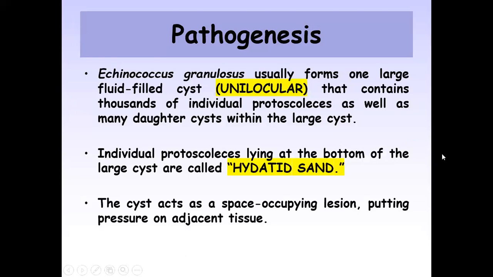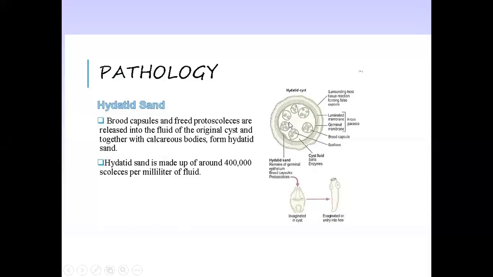Echinococcus granulosus usually forms one large fluid-filled cyst, that is a unilocular cyst, containing hundreds of thousands of protoscolices and many daughter cysts within the large cyst. So this is one cyst, and within it, these are the brood capsules, but it can also form smaller cysts as a component of the hydatid cyst.